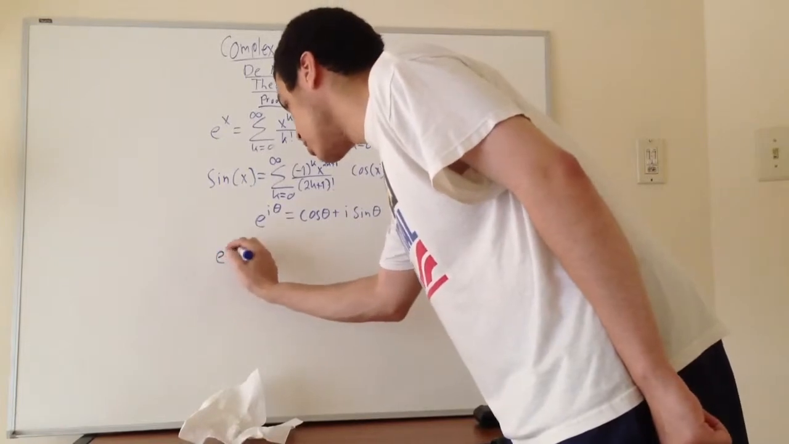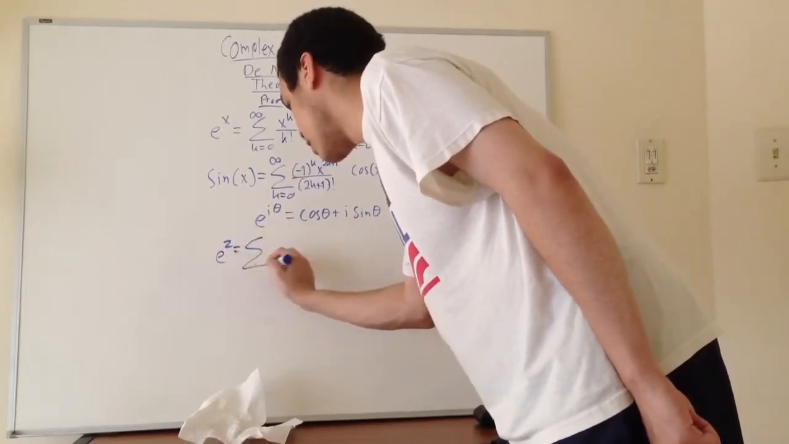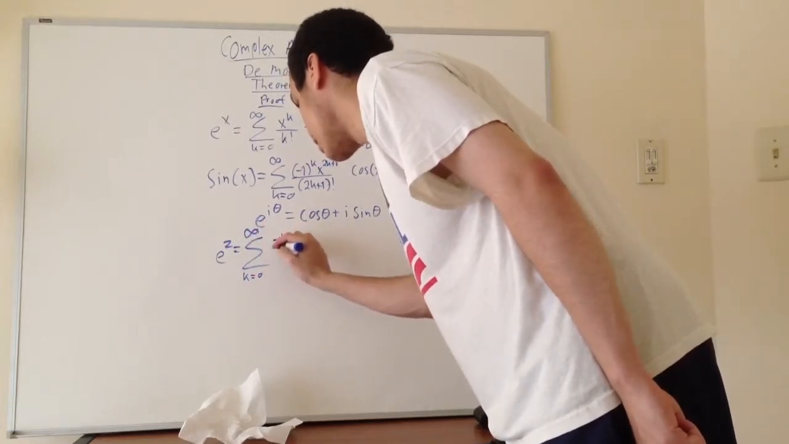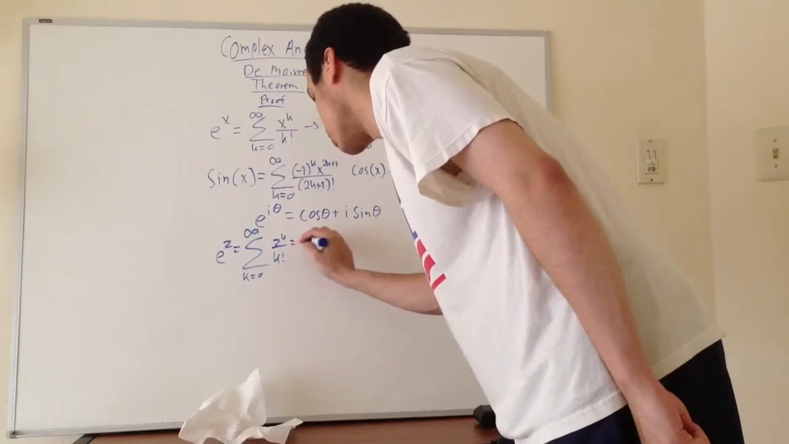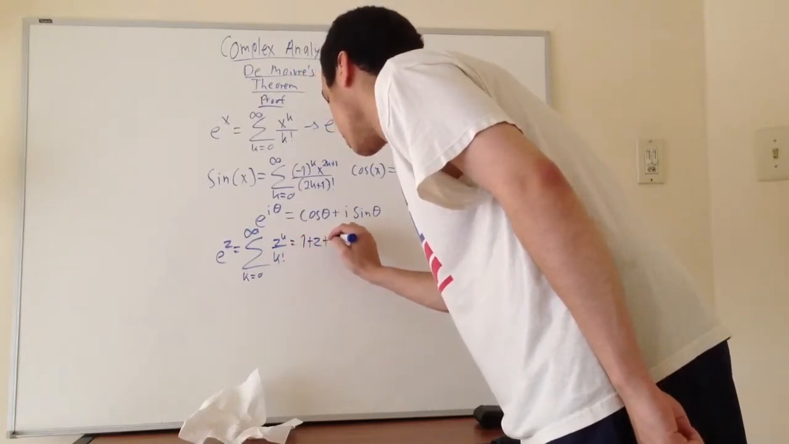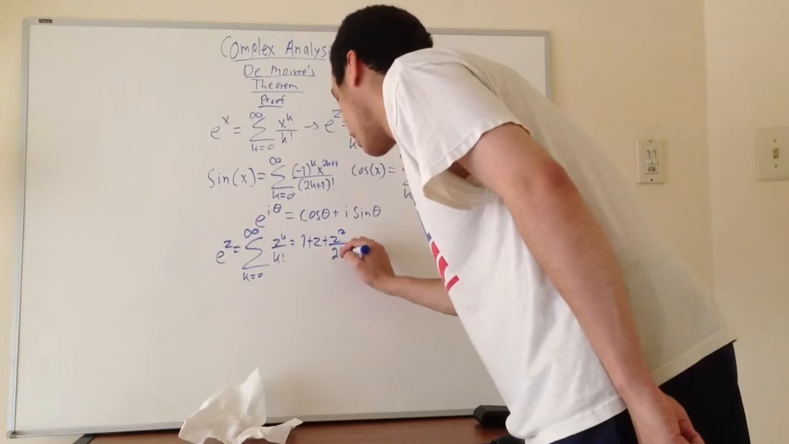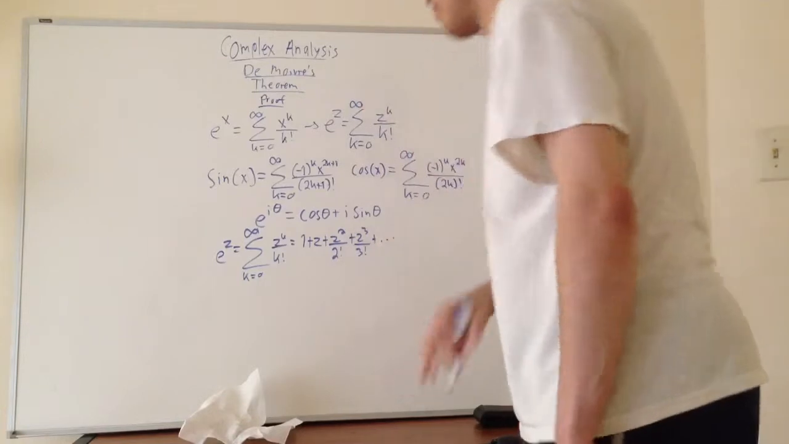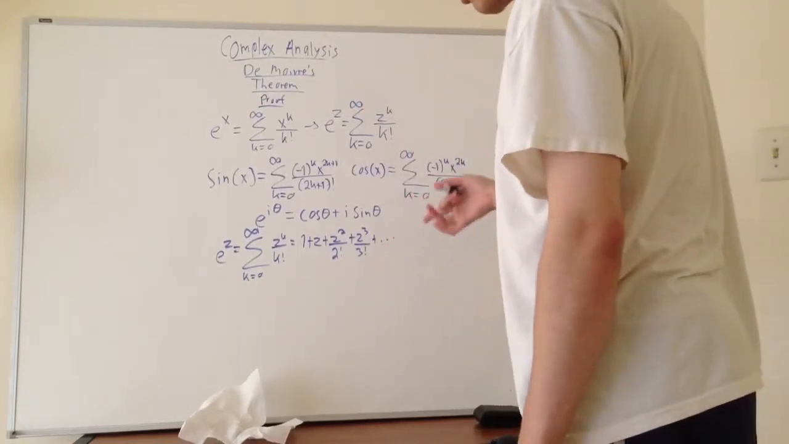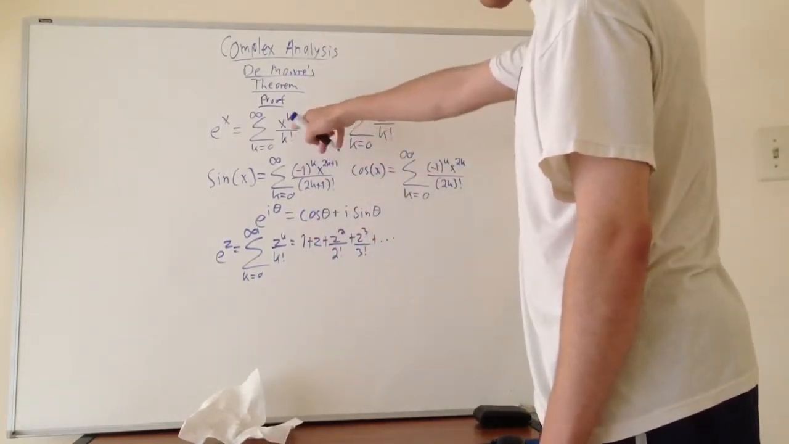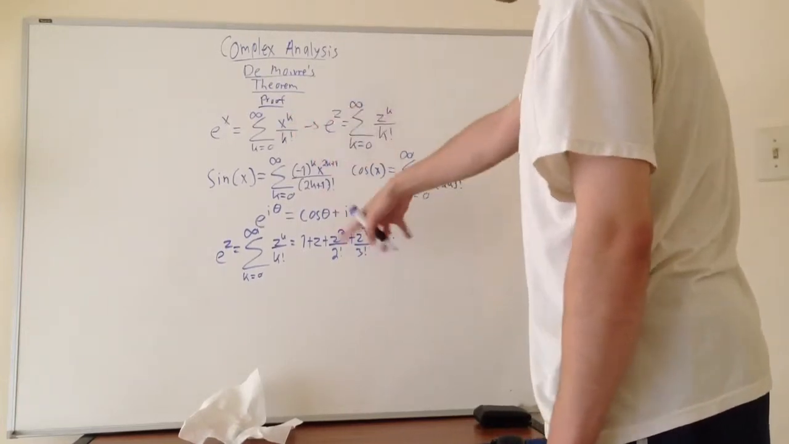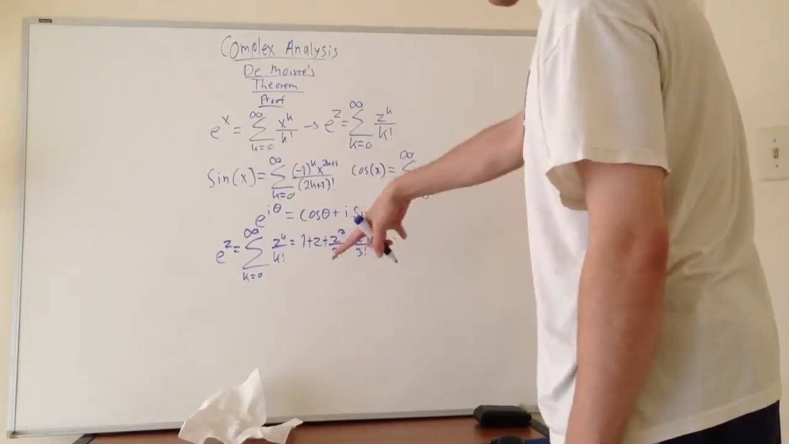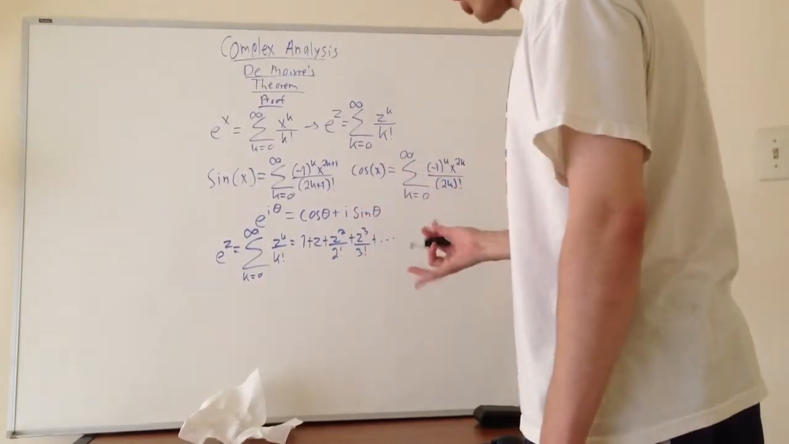I'm going to start by expanding out e to the z. E to the z, like I said, is the sum as k goes from 0 to infinity of z to the k over k factorial. So we end up getting 1 plus z plus z squared over 2 factorial plus z cubed over 3 factorial, and so on and so forth. Like I said, the expansion is just like for e to the x, except now we're replacing x with a z. We can put in any complex number we want here, and this would be a valid expansion. That's the expansion for e to the z.